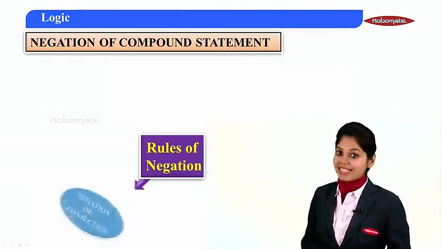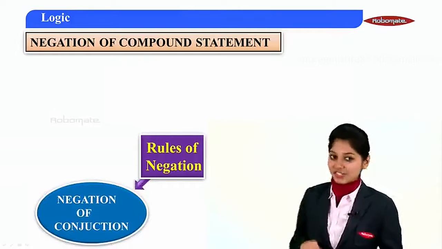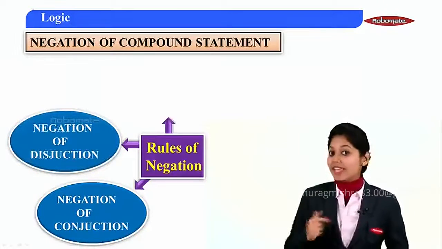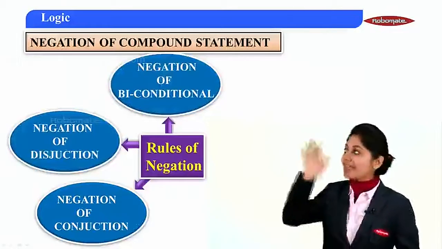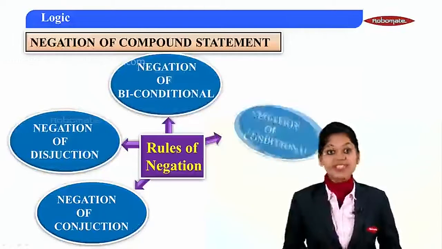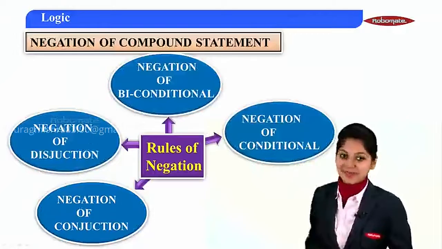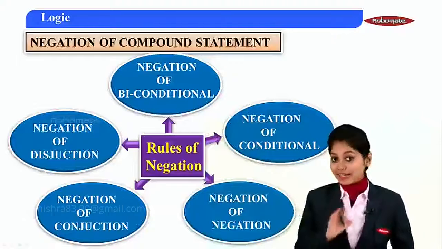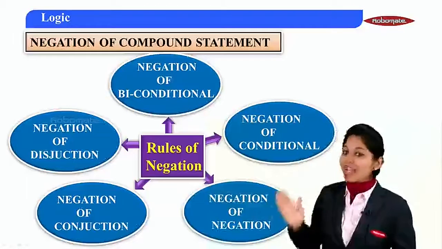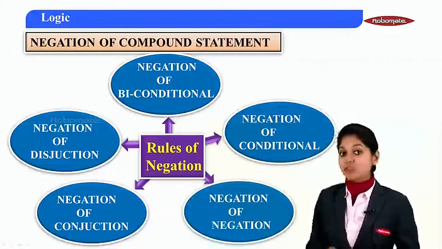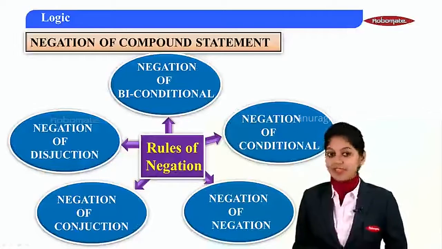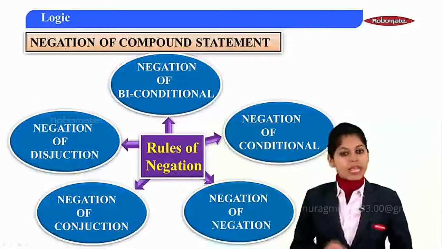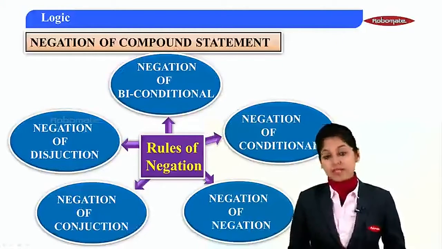The first one is negation of conjunction. The next one is negation of disjunction. The next one is negation of biconditional. The next one is negation of conditional. While the last one is negation of negation. So class, in all we have these 5 rules of negation, which we are going to use in many sums. You need to remember all these 5 rules of negation. Now we will learn each one of them.